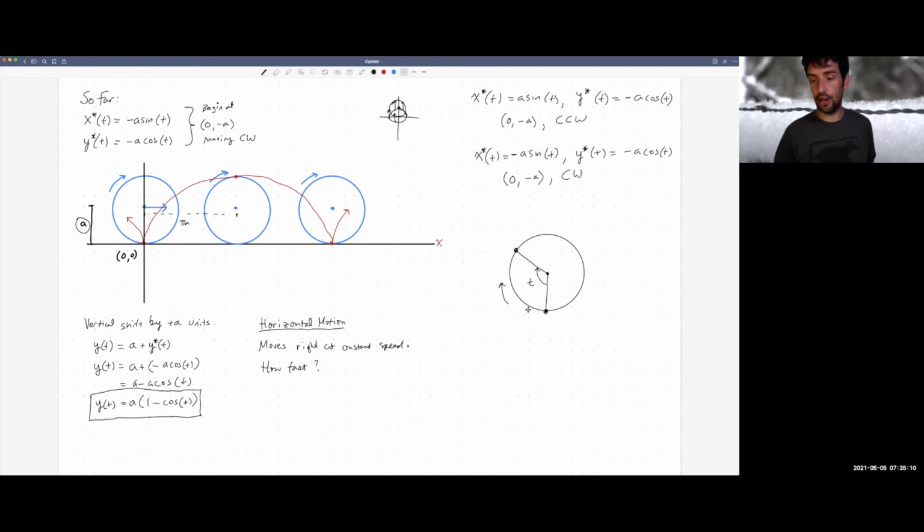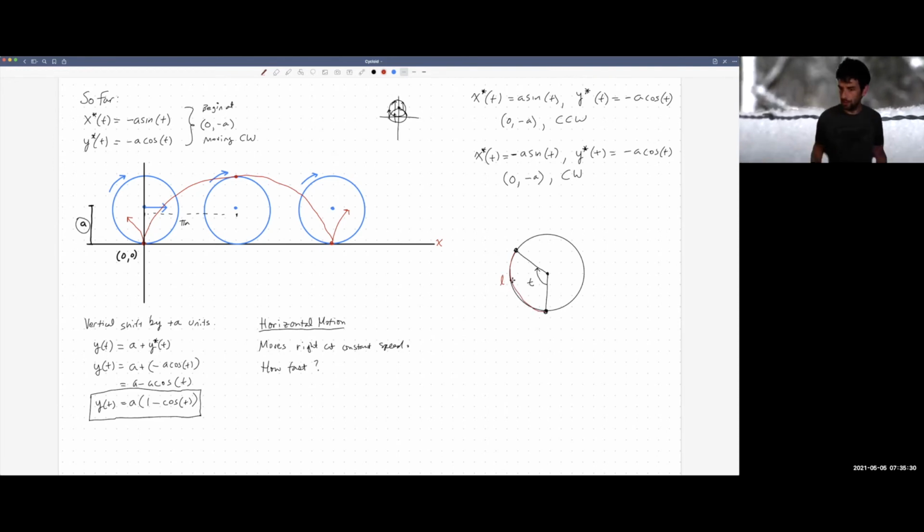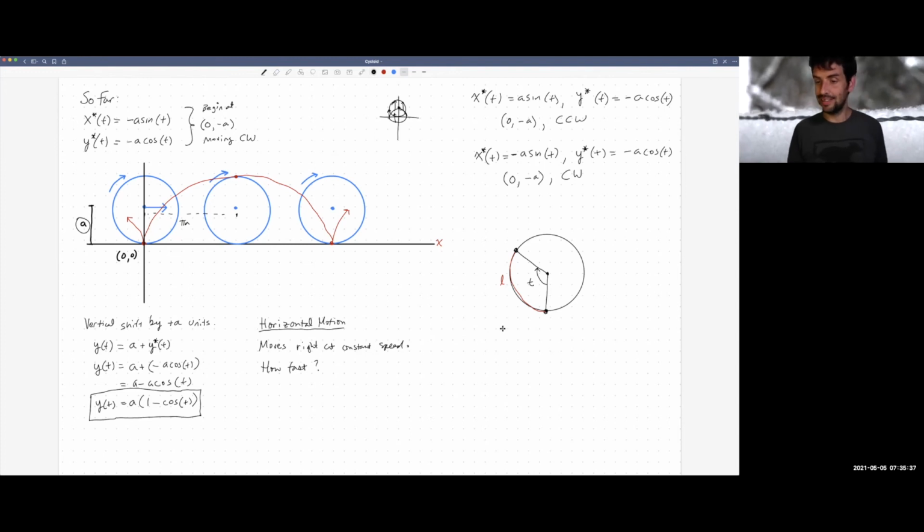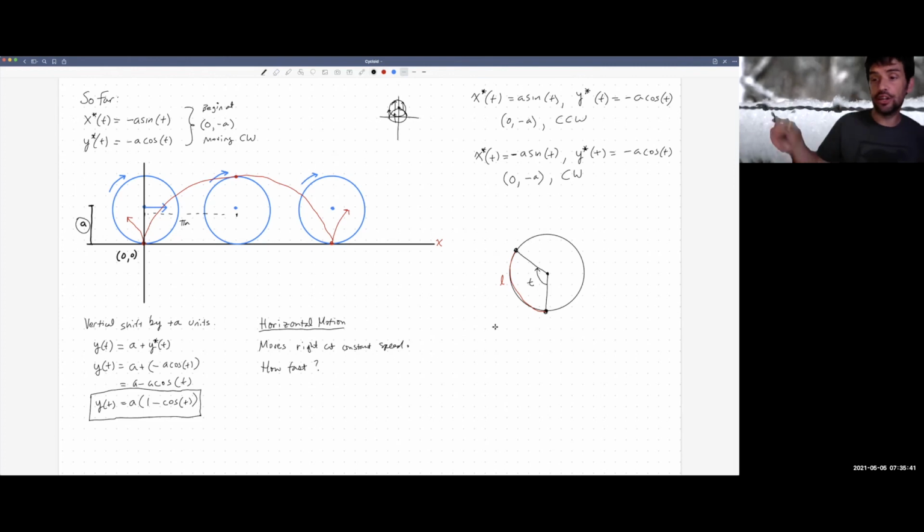Well, how far has it moved in time t? In other words, what's the length of this arc? I'll call this L. Maybe you remember your trig, maybe you don't, but we can certainly figure it out. So let's just use proportions, perhaps. t is some portion of the circle, right? It's some portion of an angle all the way around the circle.